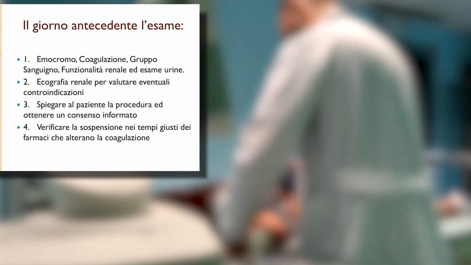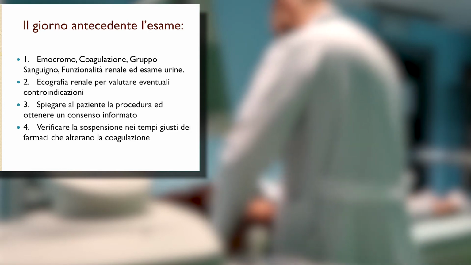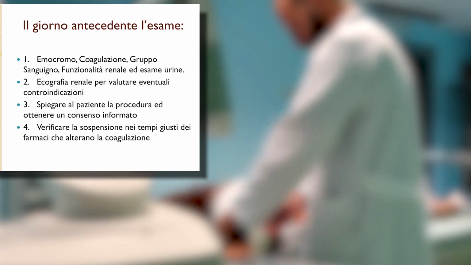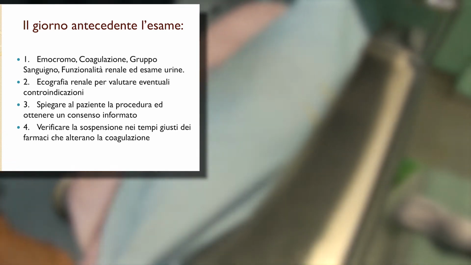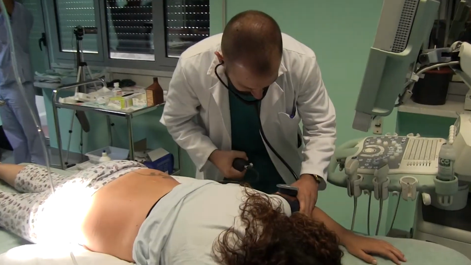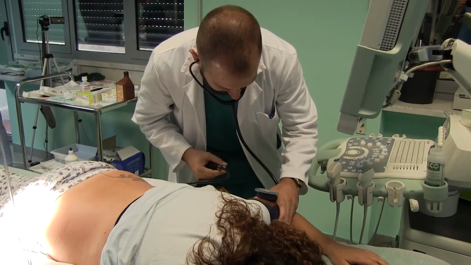Before proceeding with the renal biopsy, the patient should carry out some blood tests, including coagulation and renal imaging, in particular renal ultrasound, in order to identify any contraindications to perform this procedure. Once the previous investigations have been performed, the patient is prone.